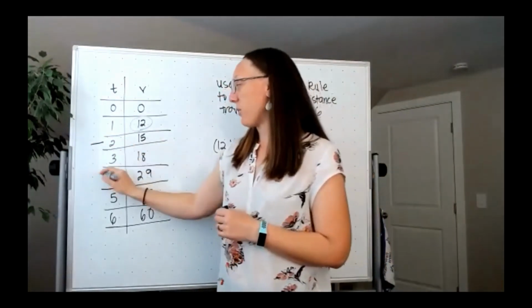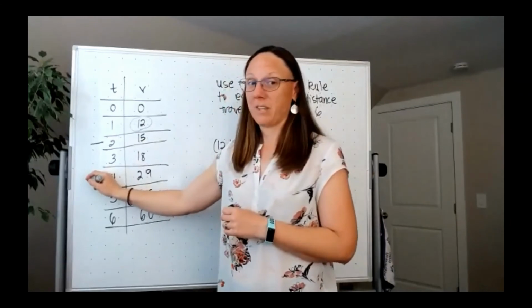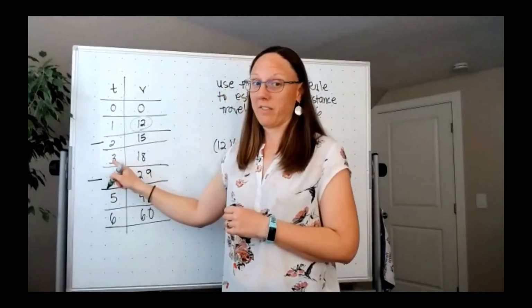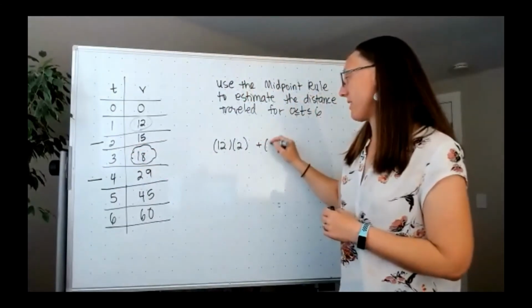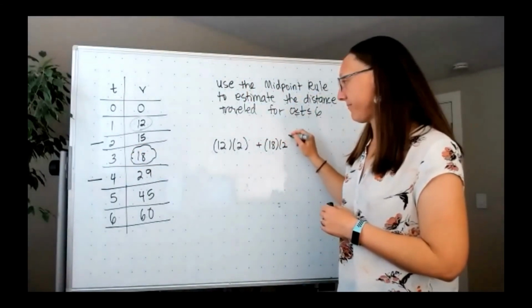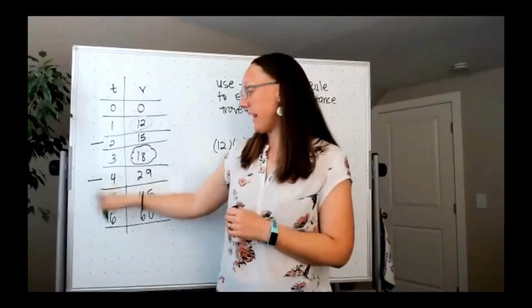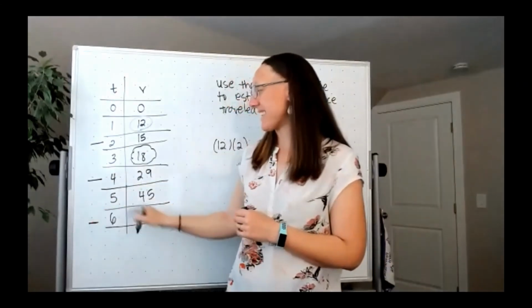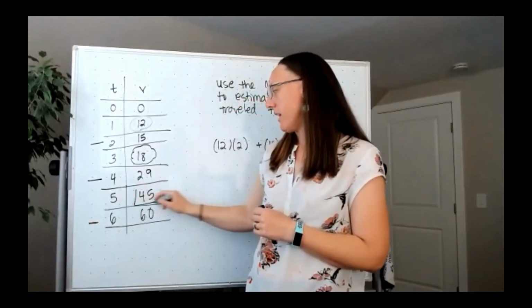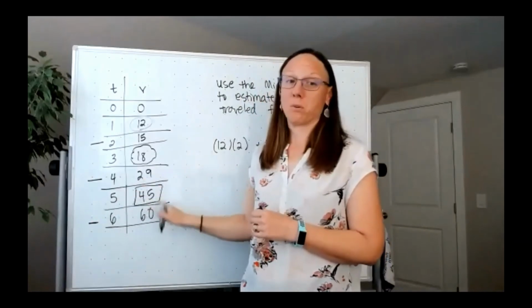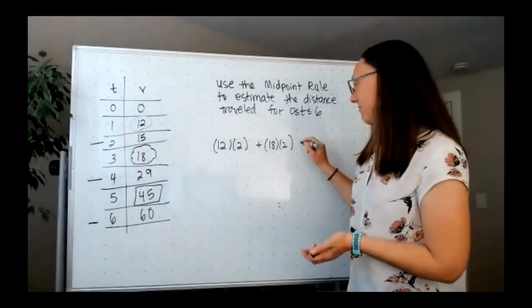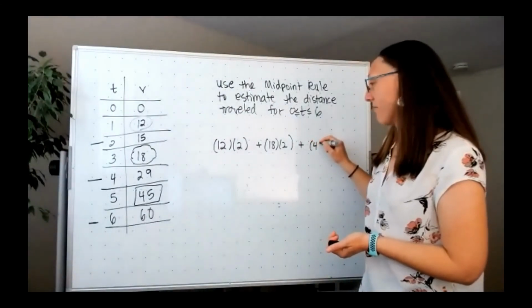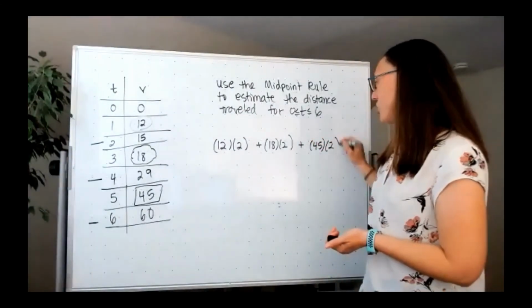That got me to 2. Now I'm going to take the interval from 2 to 4. 3 would be the midpoint of that. So I'm going to use 18 as my velocity for the next interval. And then I'm going to have the interval from 4 to 6, and I'll use 5 to get my representative velocity for the interval from 4 to 6. So I'd have 45 times 2.